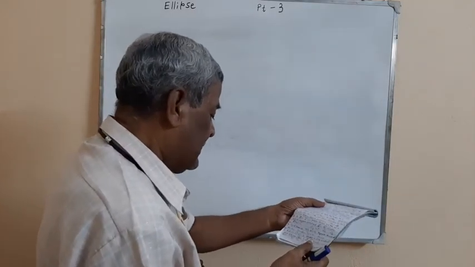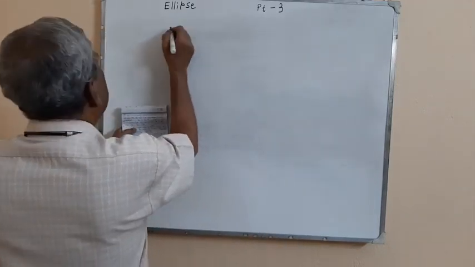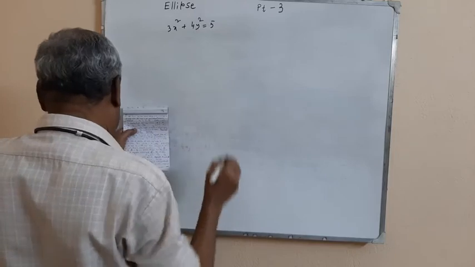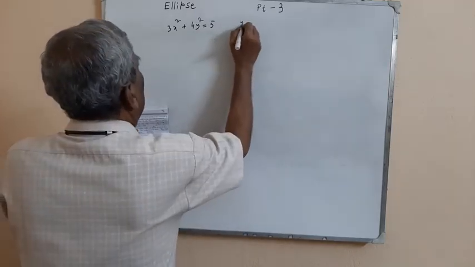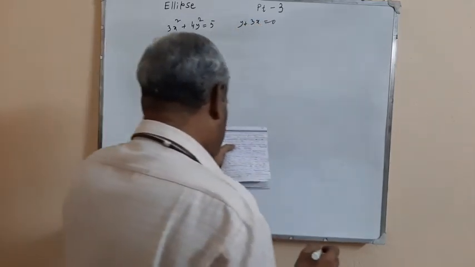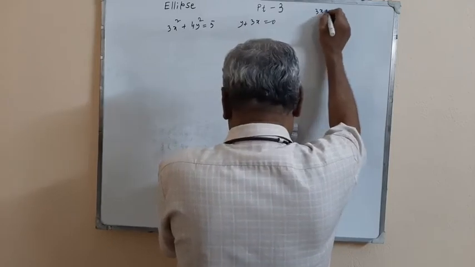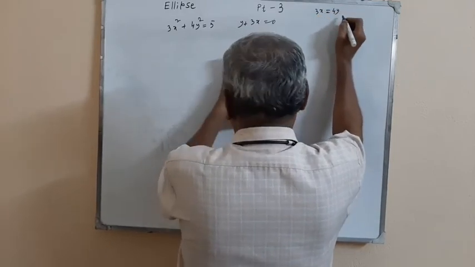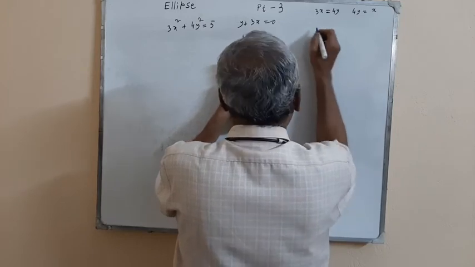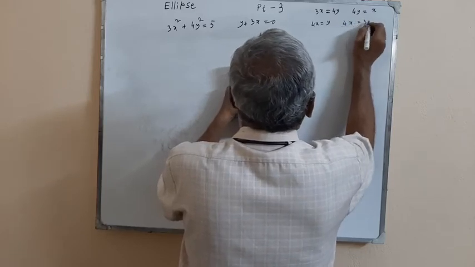So, let us take our next problem. Equation of diameter of 3x square plus 4y square is equal to 5, which is conjugate to y plus 3x is equal to 0, is. Options are 3x is equal to 4y, 4y is equal to x, 4x is equal to y, 4x is equal to 3y.